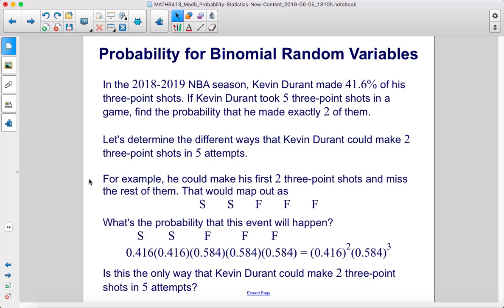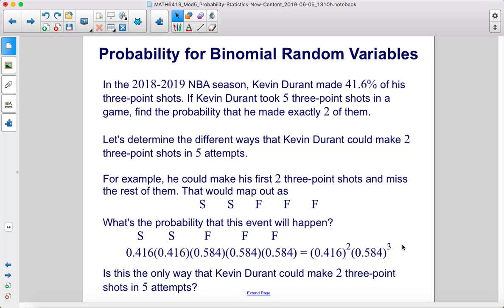Let's determine the different ways that Kevin Durant could make 2 three-point shots in 5 attempts. For example, he could make his first 2 three-point shots and miss the rest of them. That would map out as success, success, failure, failure, failure. What's the probability that this event will happen? Well, we just multiply all the probabilities together and we get 0.416 squared times 0.584 cubed.